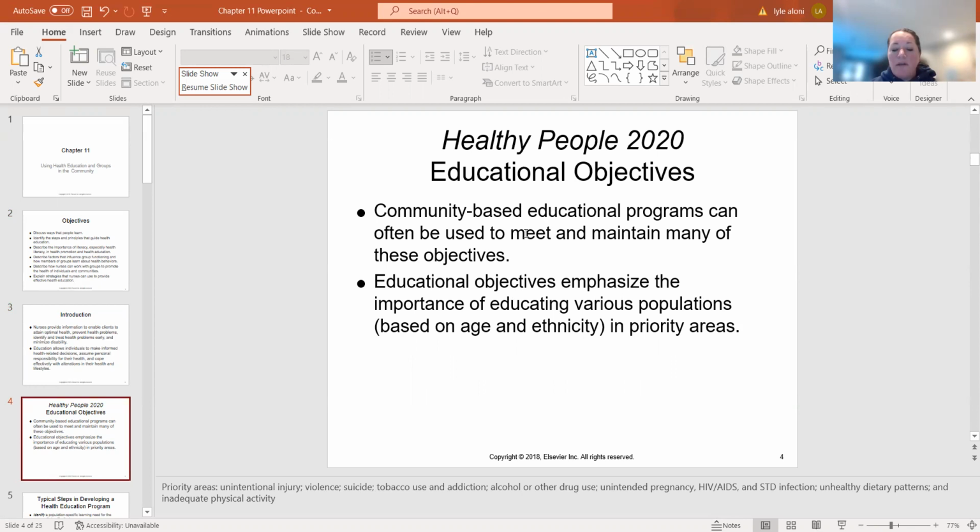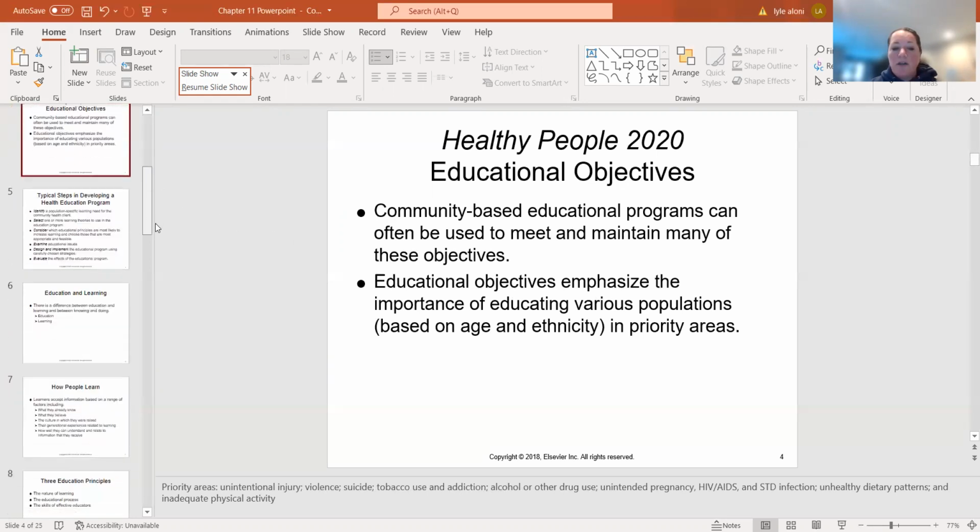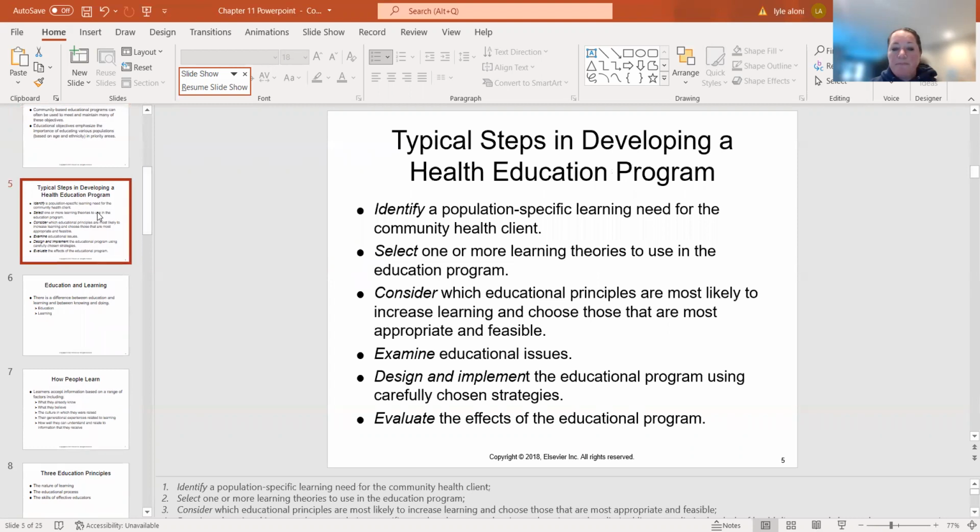Our priority areas are unintentional injury. We're going to look at violence, suicide, tobacco use, unintended pregnancies, unhealthy dietary patterns, those kinds of things that are going to be our priorities. So this is a community-based education program that was developed, Healthy People 2020, and you guys should be familiar with it by now. It gives objectives, what we're going to look for. And with educating our clients, we're going to take a look and see how that happens as well.